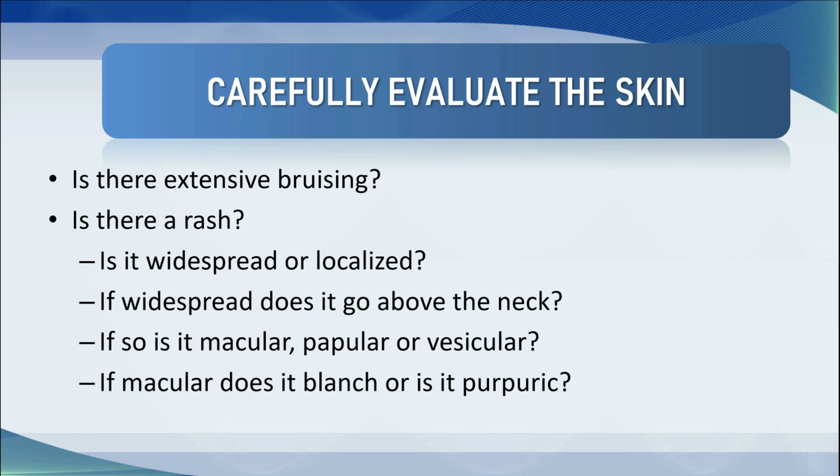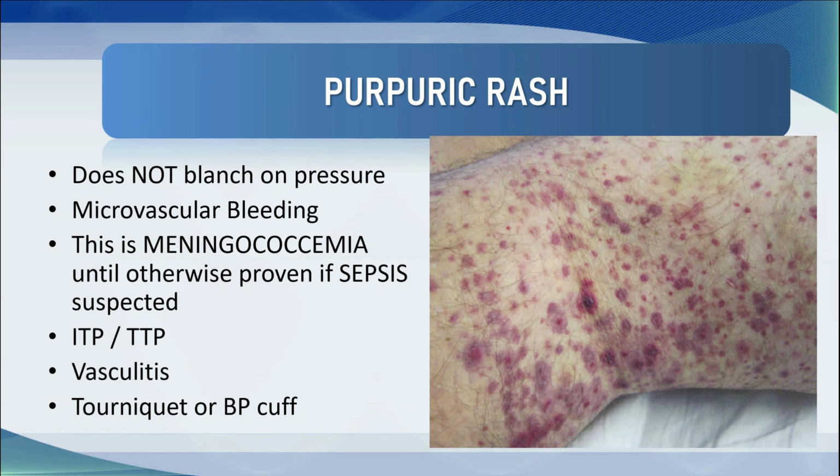It's really important if you see a rash to see if it blanches, because a macular rash that doesn't blanch is a purpuric rash. Purpuric rashes are caused by extensive microvascular bleeding. This is meningococcemia until otherwise proven if sepsis is suspected. Not only is this just about the worst sepsis diagnosis a patient could have, but it's not the only really nasty diagnosis that causes purpura.